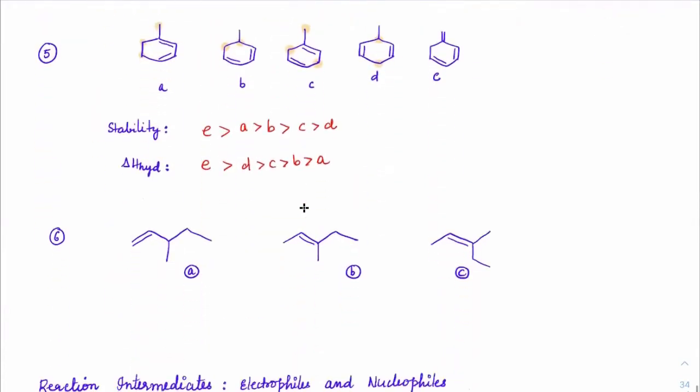Next, C, sixth one, check out here. Just count the number of alpha hydrogens. That should fetch you an answer. So here there is only one alpha hydrogen.